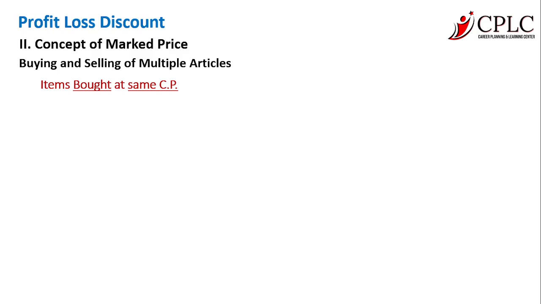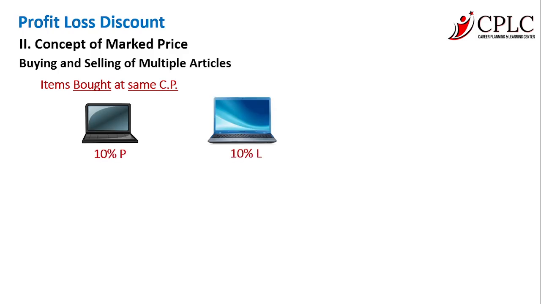So what we will try to do is assume a scenario. Let's assume, for example, we have two laptops. Both have been bought at the same cost price. That should be the main condition. And then after a while, when we sold them, one is sold at 10% profit, for example, and the other one is sold at 10% loss. So we have assumed the numbers 10% profit, 10% loss.